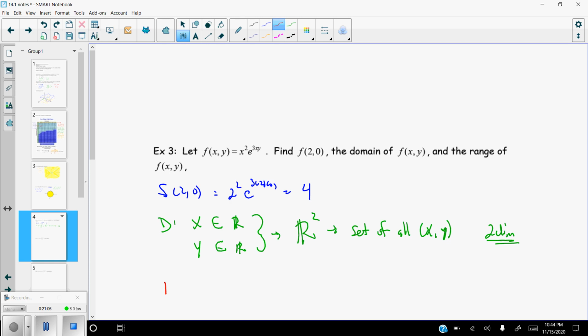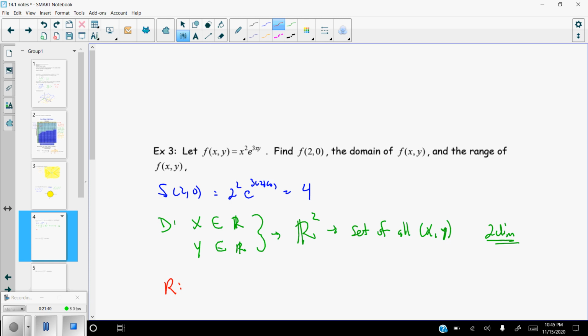So the range, however, is going to be a little bit different. The range here is that f of x, y. So let's think about this. No matter what I plug in for x, it's going to be x squared. So at the very smallest, it would be 0. And with an exponential e to something, exponentials cannot be negative. They can be very small, but they can't be negative. So in this case, the smallest value that we're going to be able to get out of this is 0.